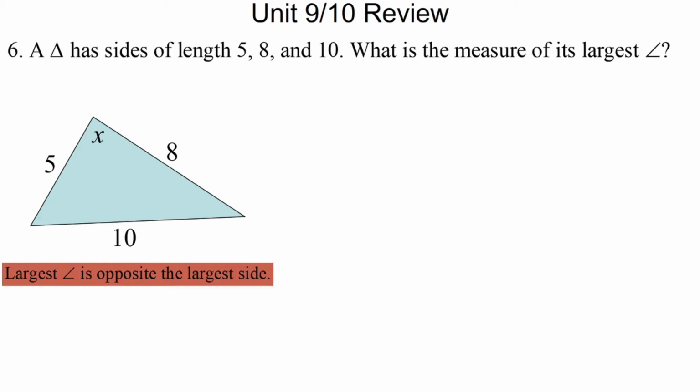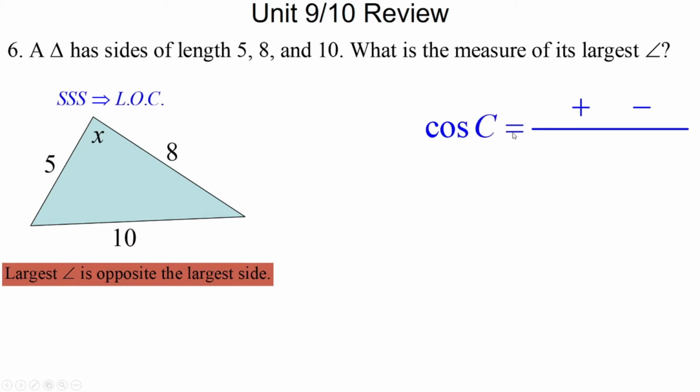I'm going to have to use law of cosines with the sides, I think. So, law of cosines, all right? And we're looking for an angle, so we're going to go the cosine of c equals formula. So let's write this one more time. Cosine of angle c equals a squared plus b squared minus c squared over 2 times a times b.